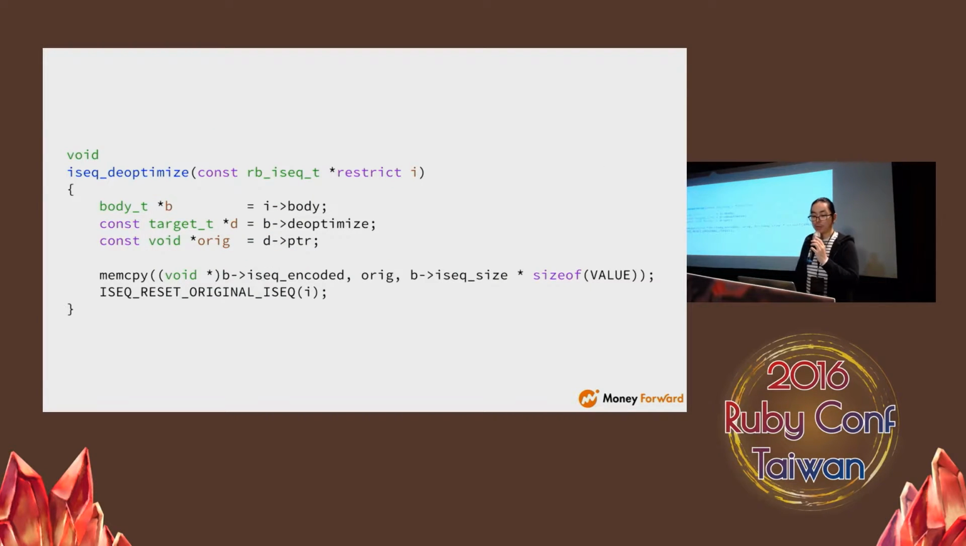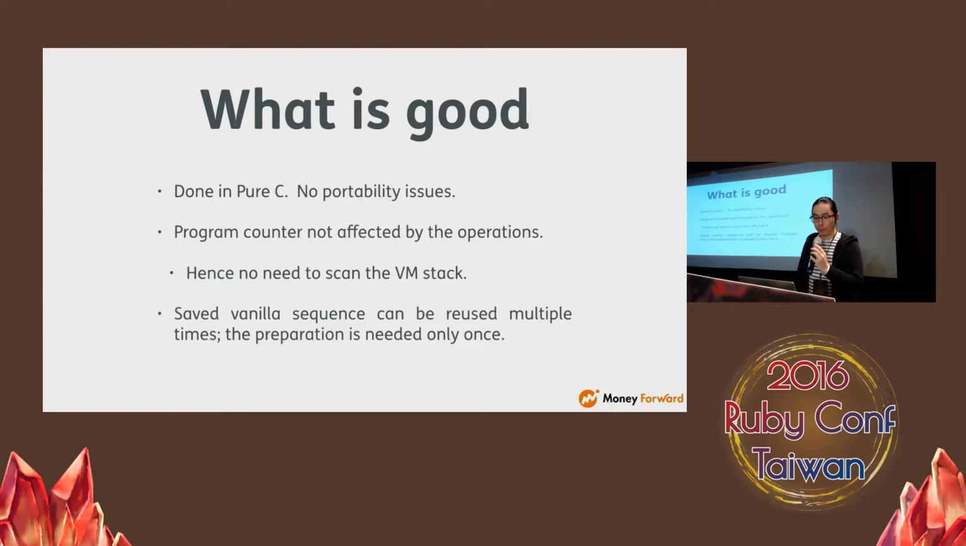This is the actual deoptimization engine. Nothing is abbreviated. This is the whole. Of course, as you can see, the main procedure is the memcpy, which is in the last two lines. The advantage of this approach is that, first, it is expected to be highly portable because it is written in C.